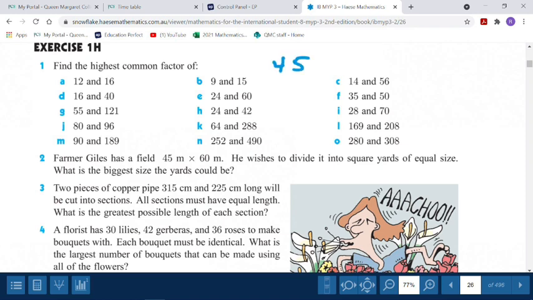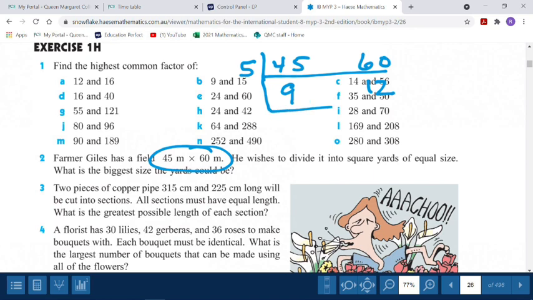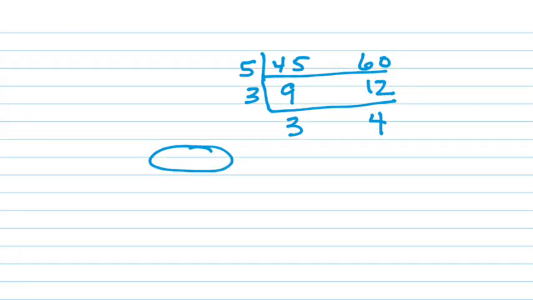So we have 45 and 60. What do you notice immediately will divide into both of those? 5. They'll both divide by 5. Good. So that gives you 9 and 12. Then, what will divide into 9 and 12? 3. Which gives us 3 and 4. Anything common to 3 and 4? No. So that tells us that 5 and 3 are the common factors.